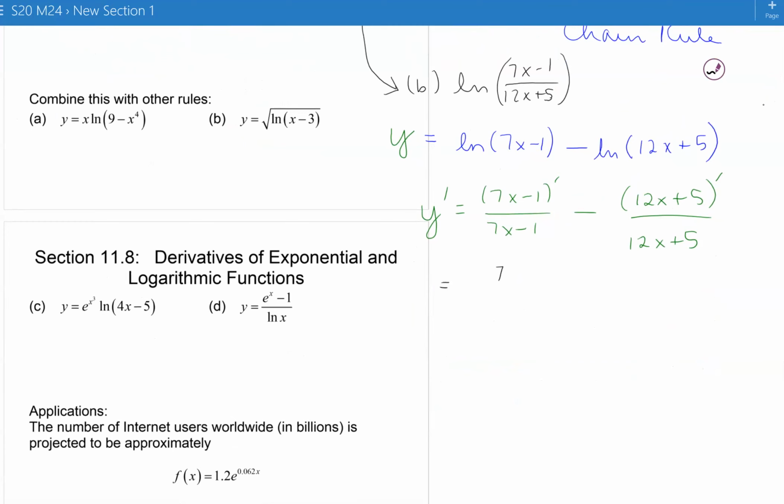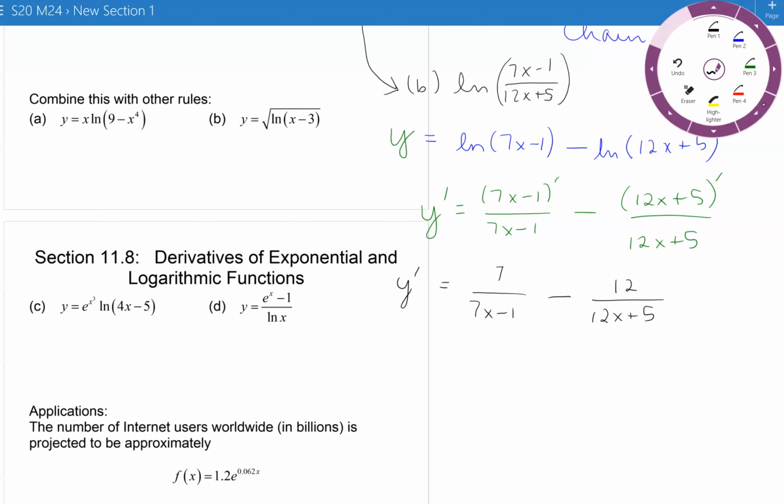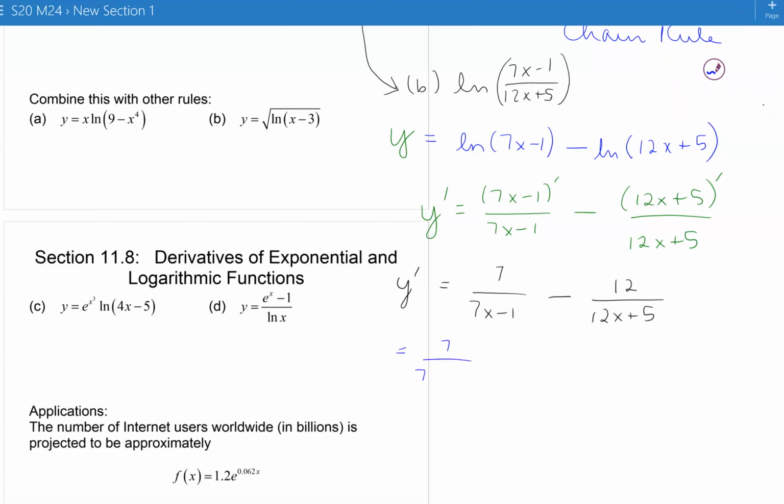So the derivative of 7x minus 1 is 7 over 7x minus 1, minus the derivative of 12x plus 5, which is 12 over 12x plus 5. This would be okay if we didn't need to do anything else with the derivative, but if we were asked to figure out when it was 0 and when it was undefined, we'd need to have a common denominator. These denominators don't have anything in common, so we just need to use the product of the two denominators as the common denominator.